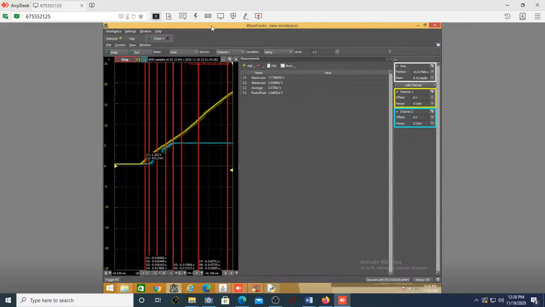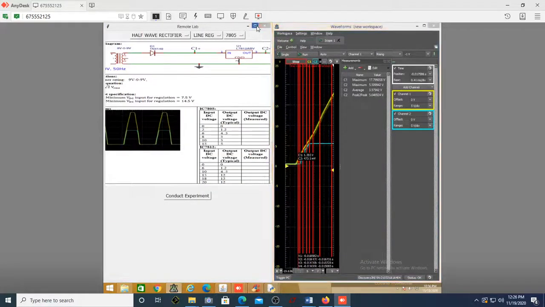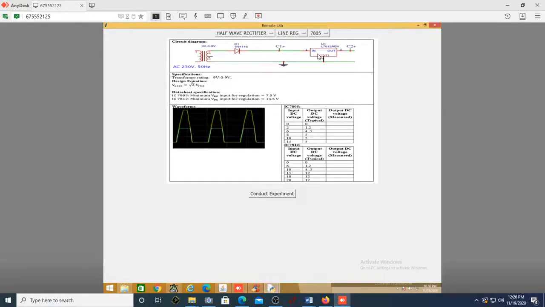If you can clearly note down the circuit here, you can see you don't have a resistor. The required resistor for this diode to complete the path is the input resistance of this regulator.